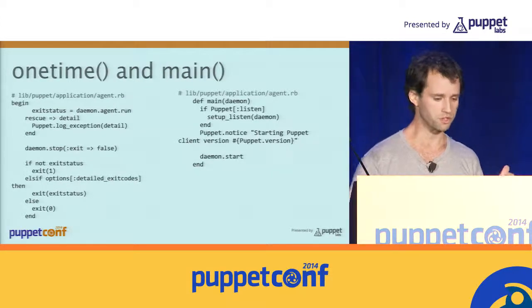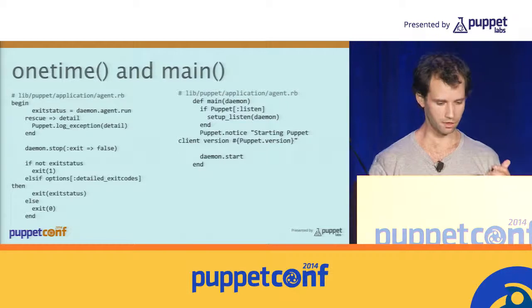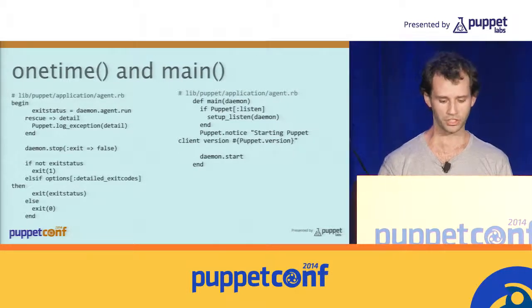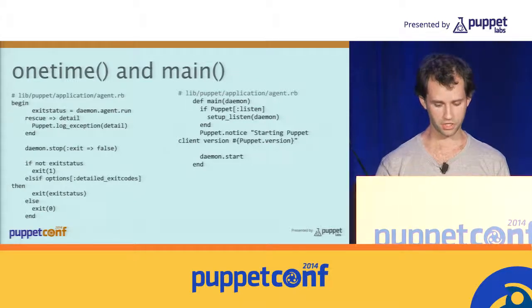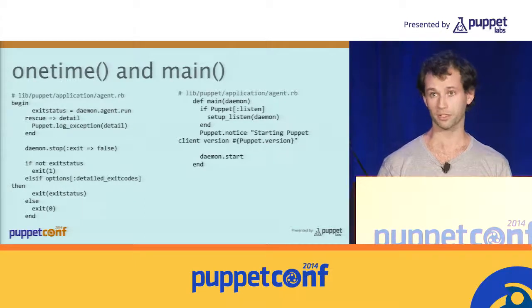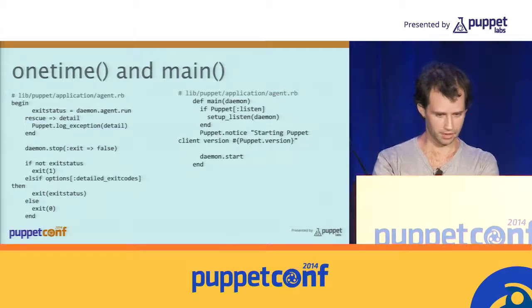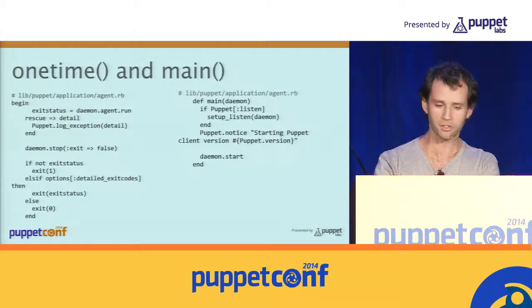Here's the body of those two functions side by side from further down in the file. The one-time method calls daemon.agent.run, as well as daemon.stop, and then it exits with an informative exit code. The main method calls daemon.start, and then leaves. Ignore that listen part. That's for Puppet kick. It's deprecated. Never use that.